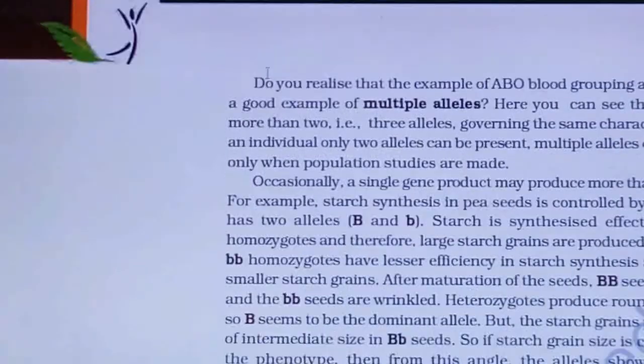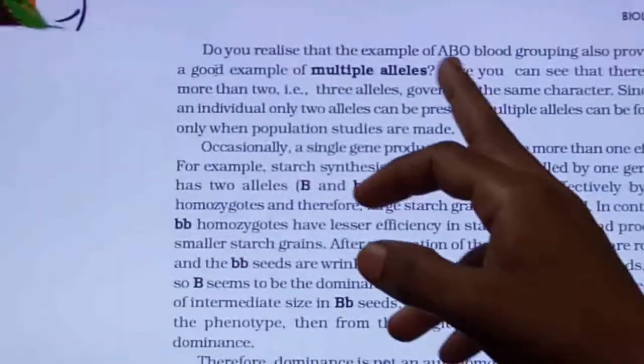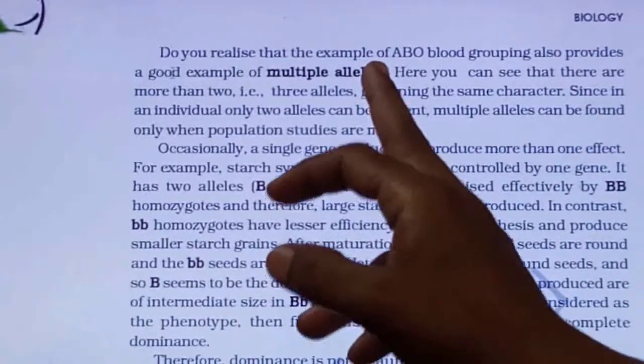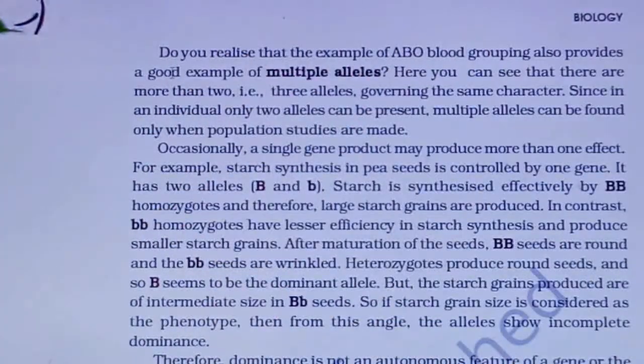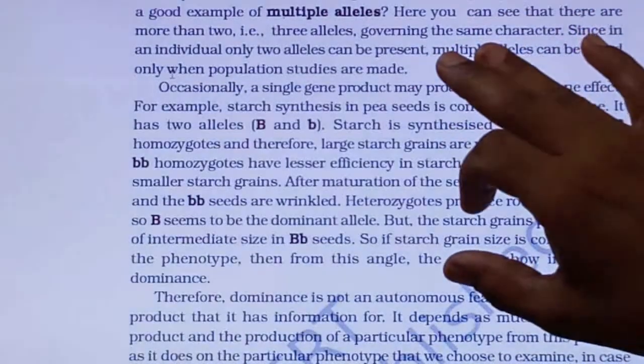Now see the next page, page number 78. In that, multiple allelism is there. So what is meant by multiple allelism? For multiple allelism also, you can explain the blood group example. Now this paragraph is there.